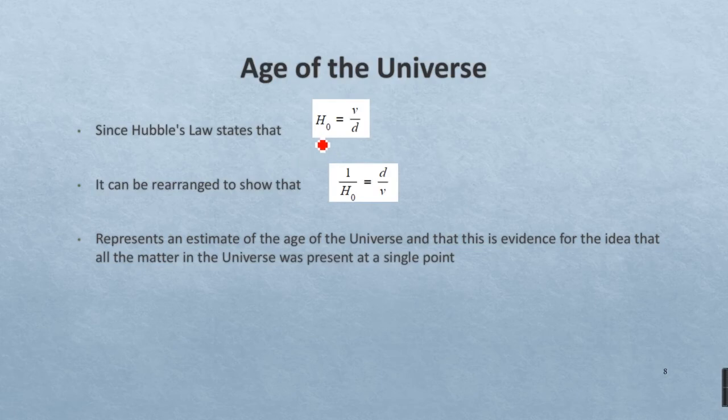We can rearrange this formula using the Hubble's constant formula to solve for 1 over the constant, the reciprocal of Hubble's constant, and that 1 over Hubble's constant will represent an estimate of the age of the universe. That gives us evidence of how long ago the massive explosion happened, or the date of the Big Bang, the initial start of the whole universe.